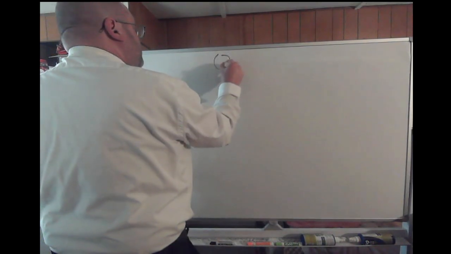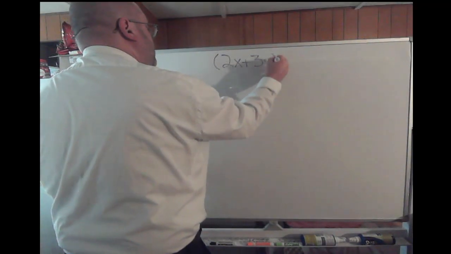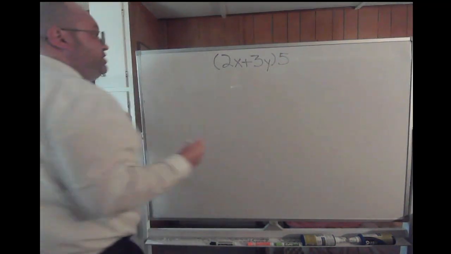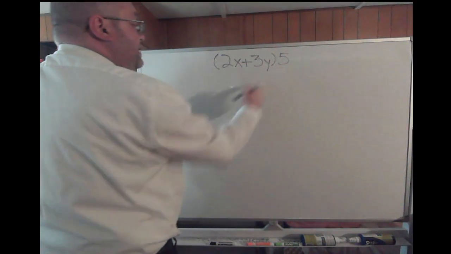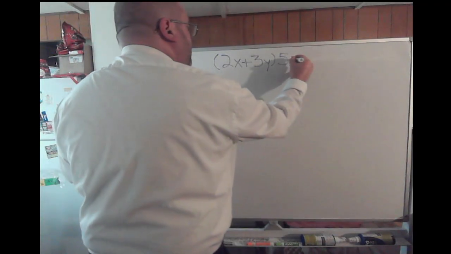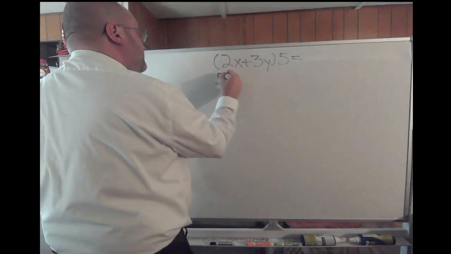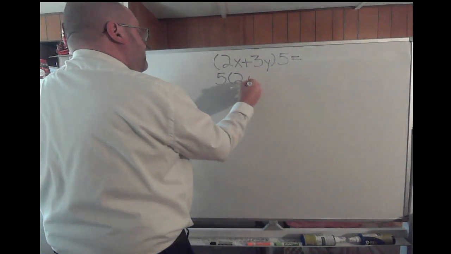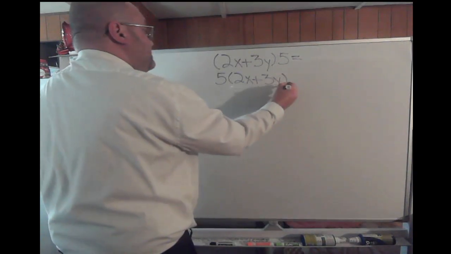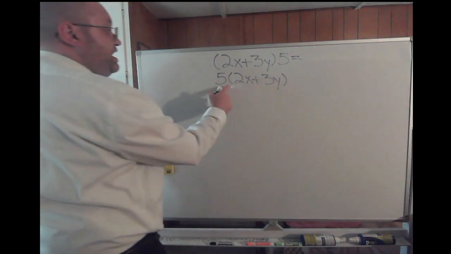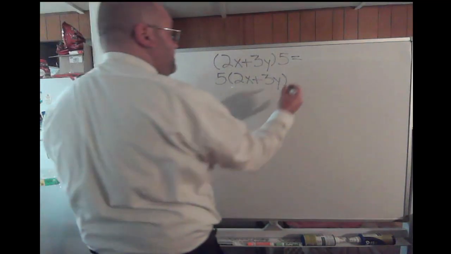Now what if you saw something like this? You have 2x plus 3y, that quantity, times 5. Sometimes when you do the distributive property, you'll find the constant you're distributing on the right hand side. Well, if you want, by the commutative property of multiplication, you can bring the constant to the left hand side to make your distribution a lot easier. So the quantity of 2x plus 3y times 5 is the same as 5 times the quantity of 2x plus 3y by the commutative property of multiplication.